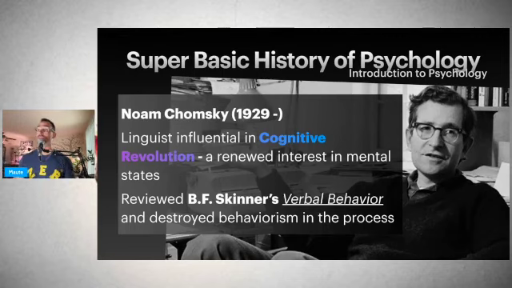So Noam Chomsky, cognitive revolution. What are they revolting against? Behaviorism. Why? Because there's something to be said about cognition. So Noam Chomsky was a linguist from the Massachusetts Institute of Technology, otherwise known as MIT. A linguist is somebody who studies language. And he was asked to review B.F. Skinner's book, Verbal Behavior, in 1957.